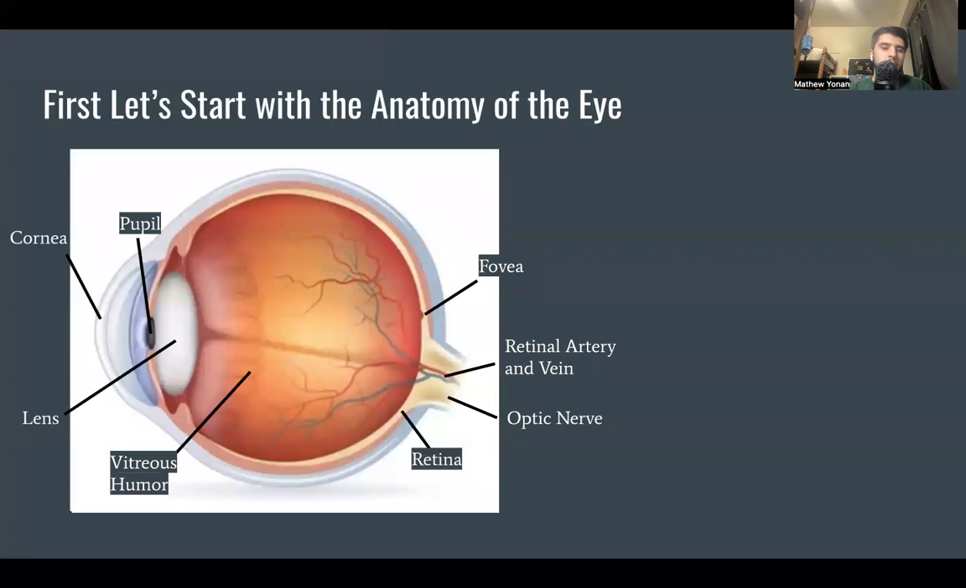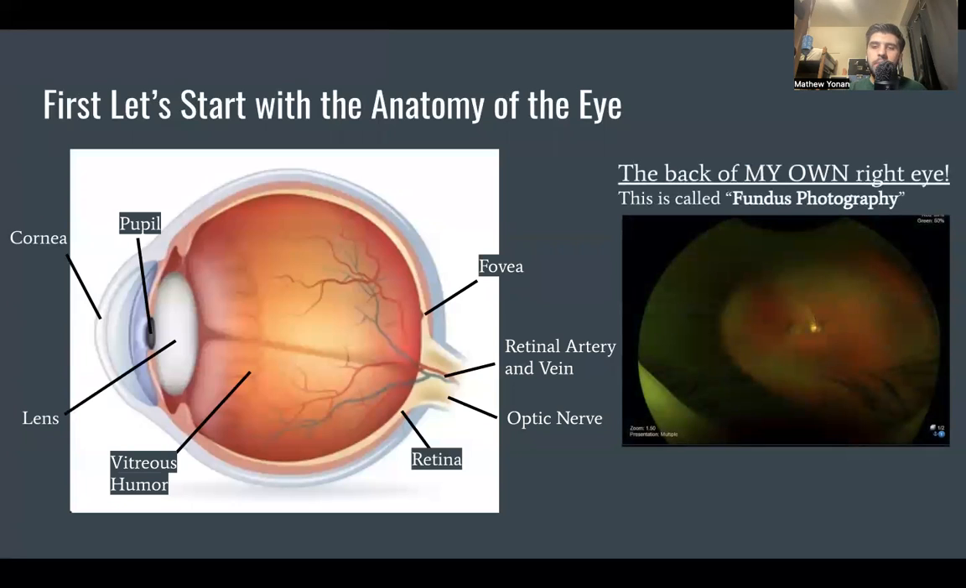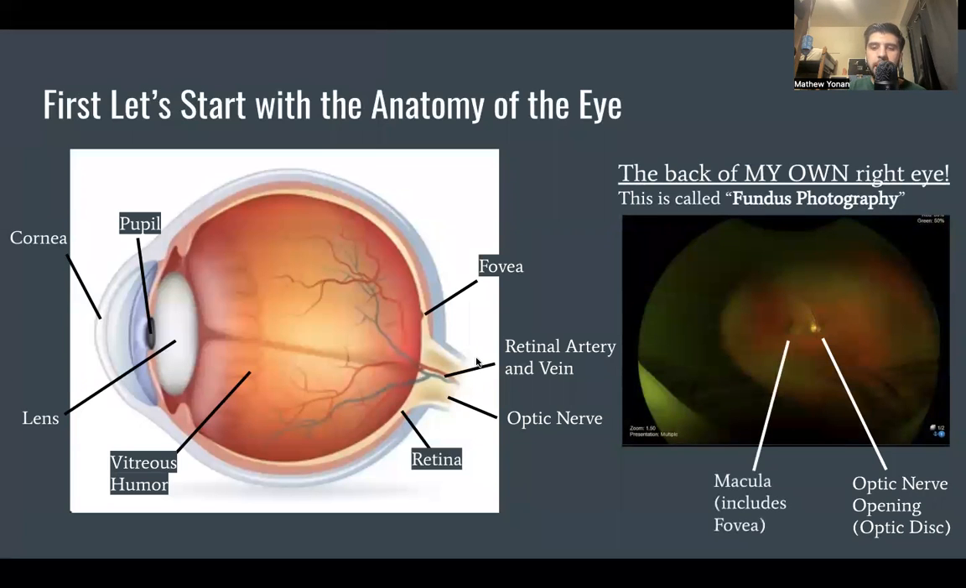So that's very important. So after that, this is the back of my own right eye. That's right. I had an eye exam around a week ago, and I asked them if I could have an email of my own fundus photography, also known as a fundoscopy. And so here, what are we looking at here, right? So over here, that little white opening is the optic nerve opening or the optic disc. So that'd be like right here, okay? And then over here is the macula, which includes the fovea, like right in the center, which is like right there.